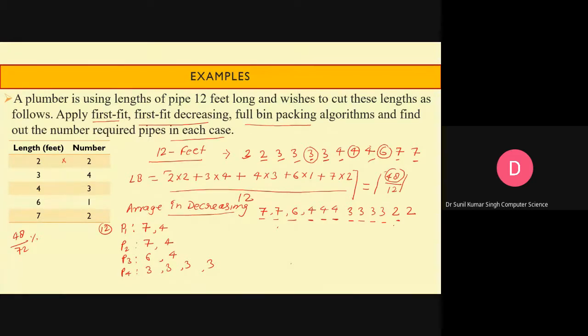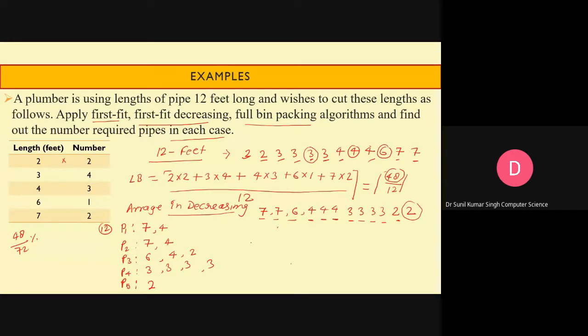Now look at the 2. In P1 and P2 it cannot be accommodated, so it will come into P3. So we can put it here. And what about this last one, the 5? Another pipe is required. It will go into P5.